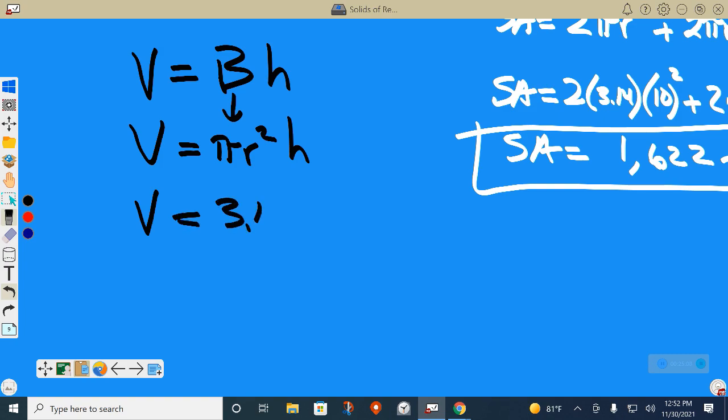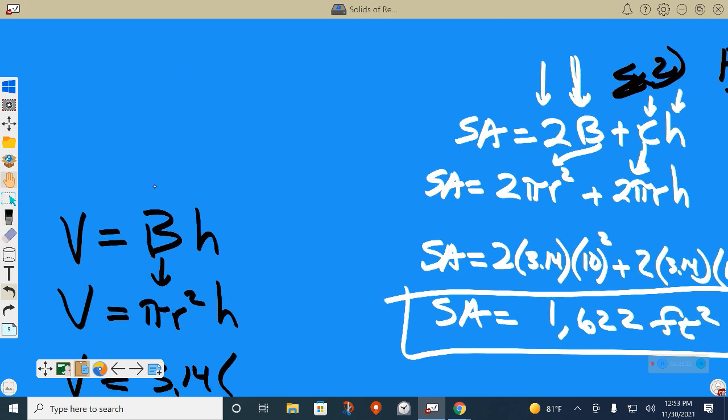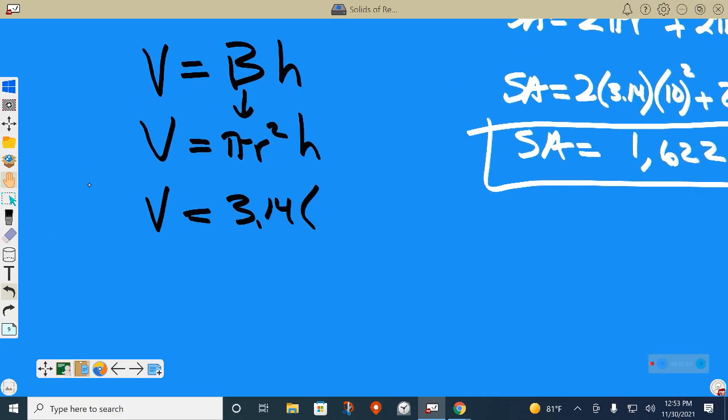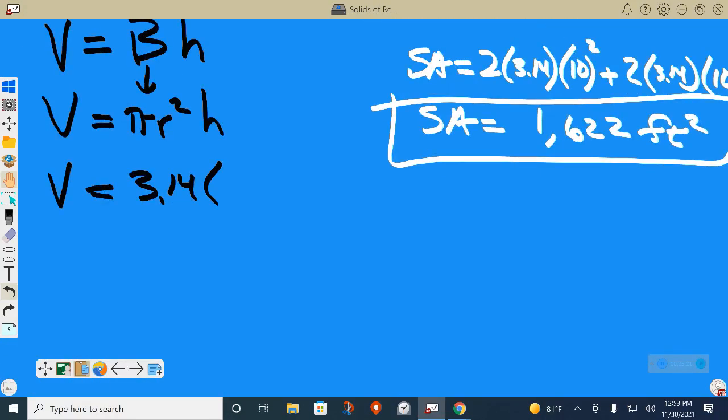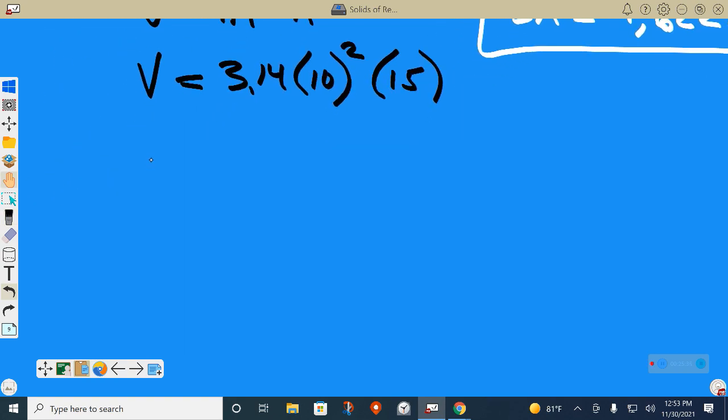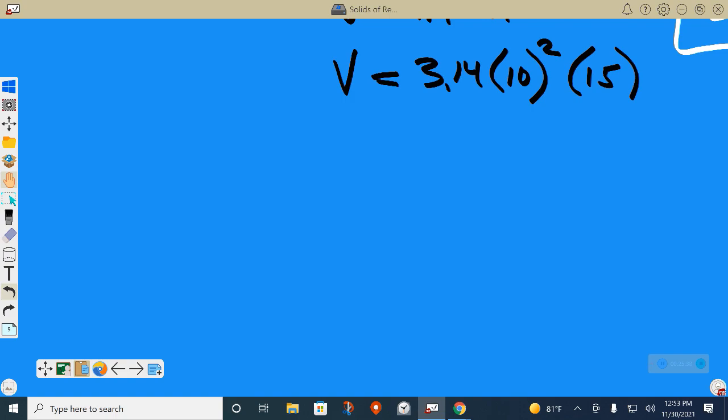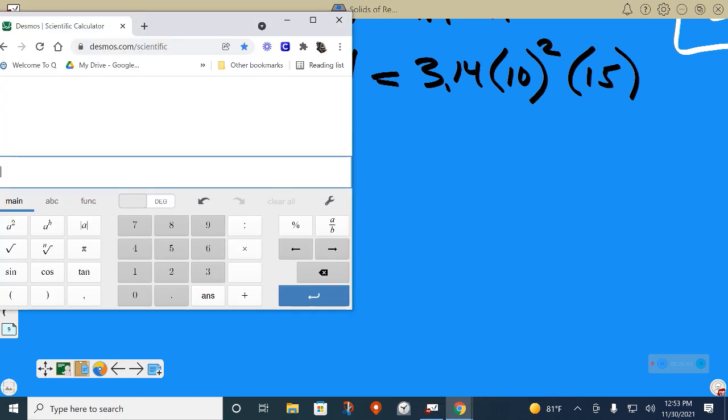Let's see, 3.14. What was the radius? 10. So 10 squared. The height was 15. You guys better not be crying over this stuff. 3.14 times 10 to the second power, square that puppy, times 15. That's 4,700. Chickens, horses, or termites?